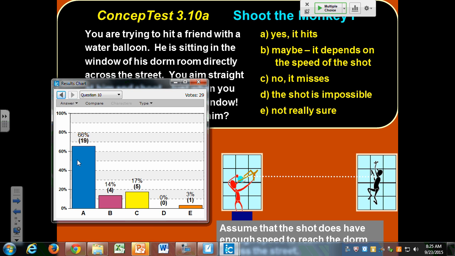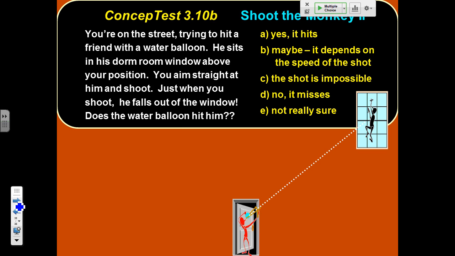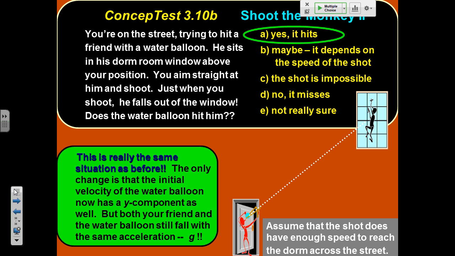All right, A is the right answer. They both fall at the same rate, so he falls, but this thing falls at the same rate, and they meet down there. And then we're not going to do this next one, but if you want to mark it, it is also A. Yes, it hits.